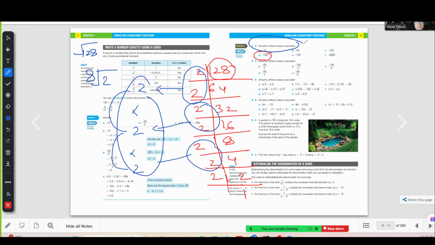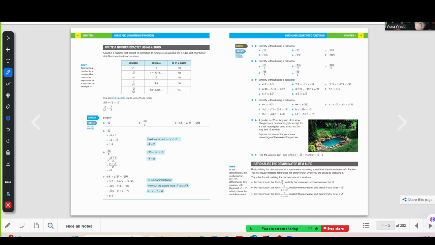So we have the answer of square root of 128. When we have to simplify it without using a calculator, we get 8 square root 2. This is what we have already done, right? Remember?